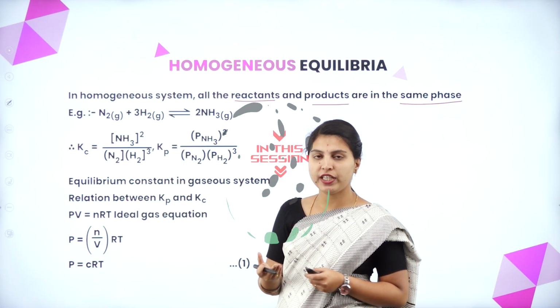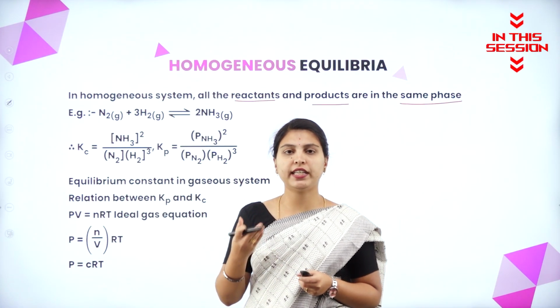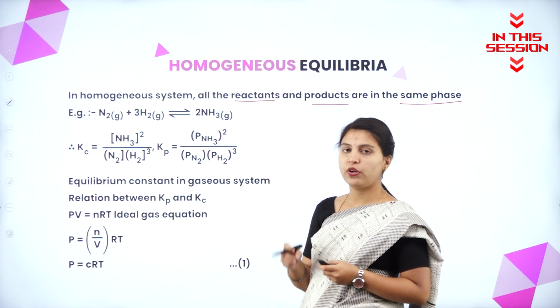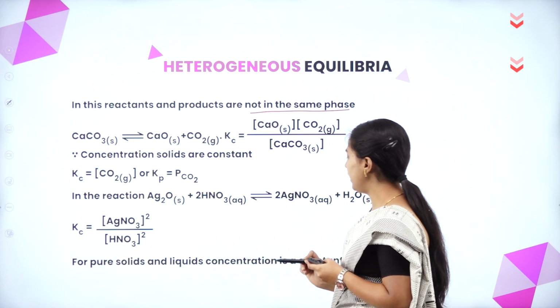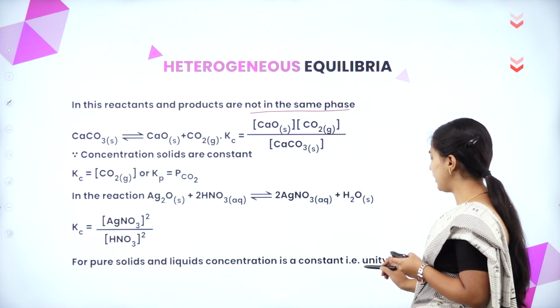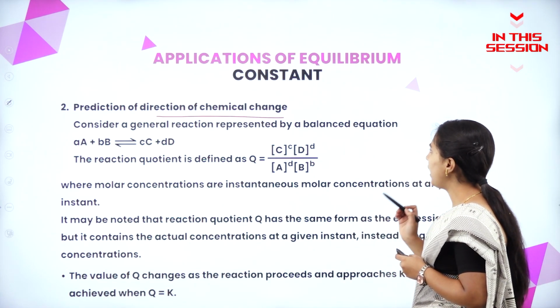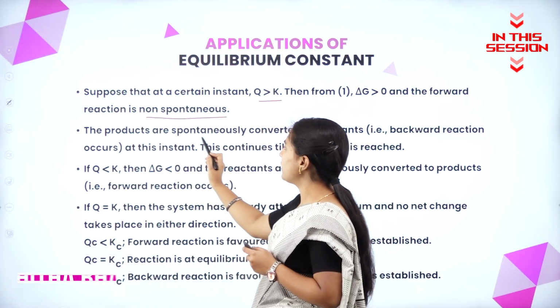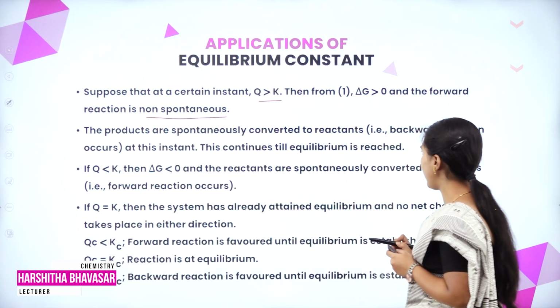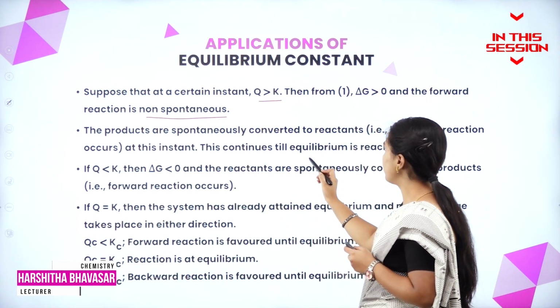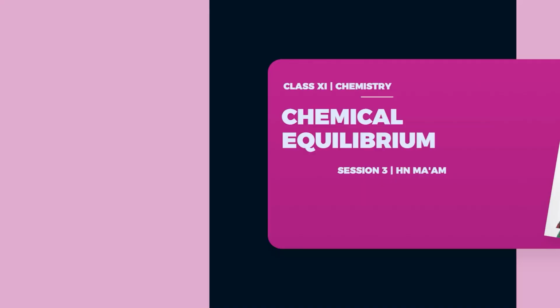Reactant is in gaseous phase, product also is gaseous phase. If the reactant is solid phase, the product will also be in solid phase. For pure solids and liquids, concentration is constant, that is unity. Consider a general reaction represented by a balanced equation. The products are spontaneously converted to reactants, that is the backward reaction begins at this instant. This continues till equilibrium is reached.